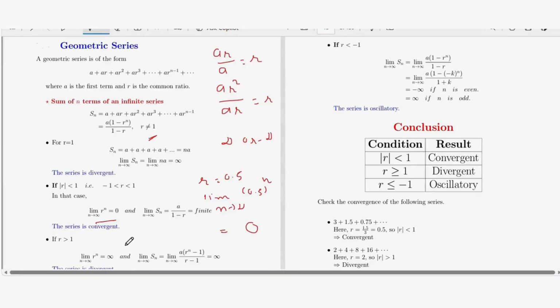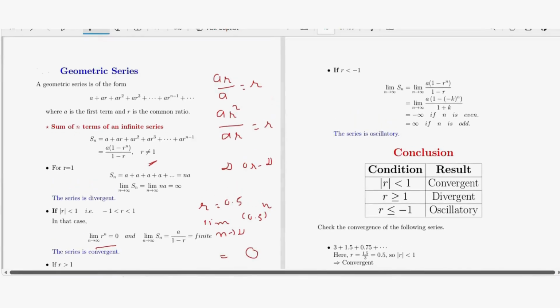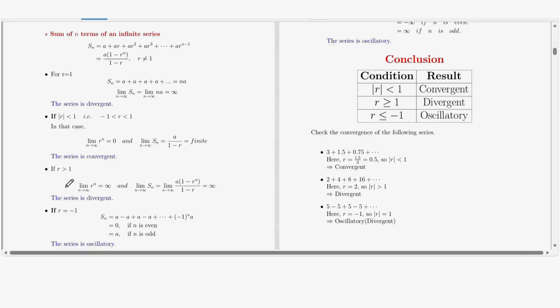Now let's take the next case. Next case, if r is greater than 1. r greater than 1 means, can we take r equal to 2? Now find this limit, limit n tends to infinity r raised to n, which means 2 raised to n. So 2 raised to n means 2 raised to 1, 2 raised to 2, 2 raised to 100, 2 raised to 1000, like this.